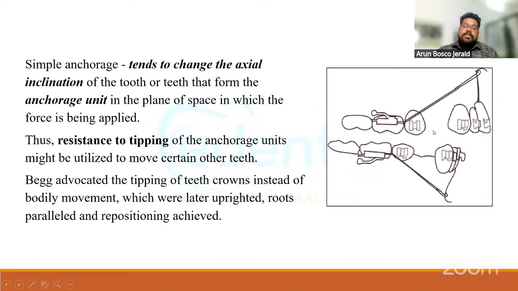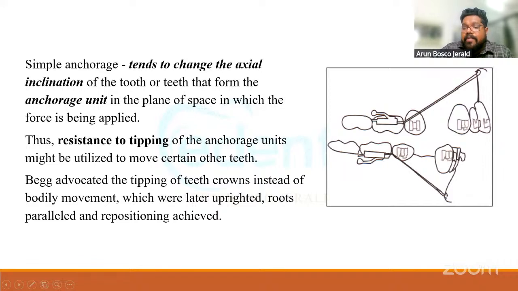Now about Begg's appliance, just see, he is using smaller dimension round wires, in which he gave tip back bends. So you can see the image. There is a bend just mesial to the molar in the arch wire. When you passively keep this arch wire inside the molar tube, the arch wire will be near the vestibular fornix. See the upper arch, it is in the upper vestibule. In the lower arch, it is near the lower vestibular fornix.